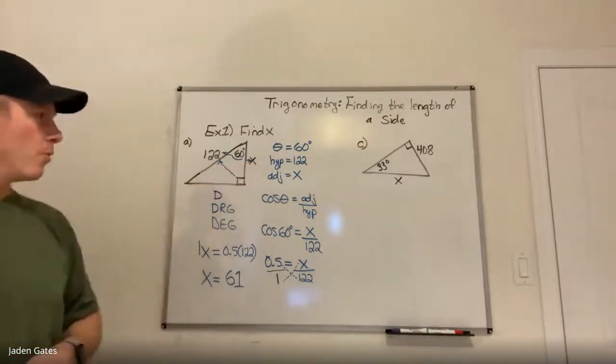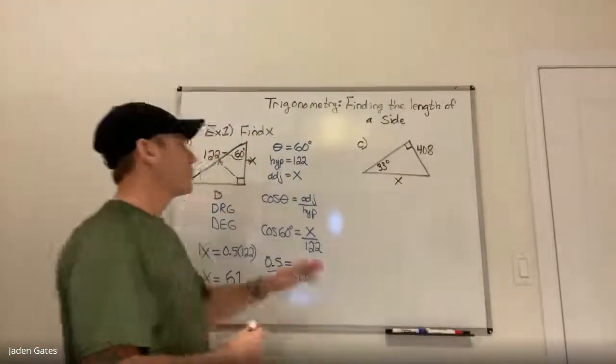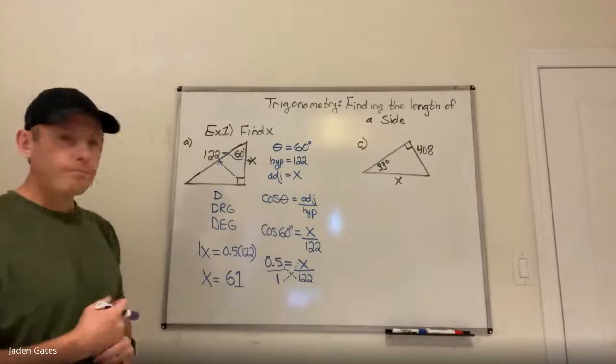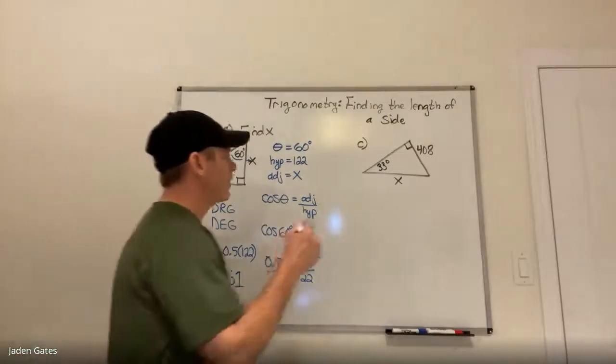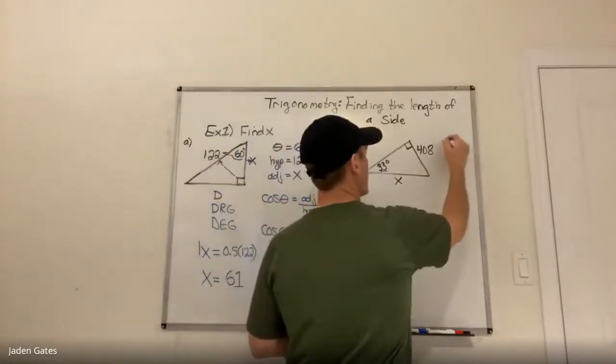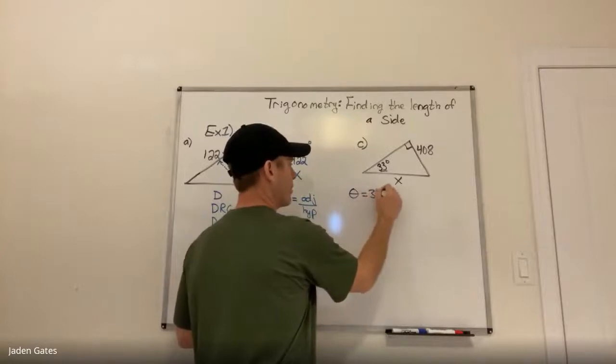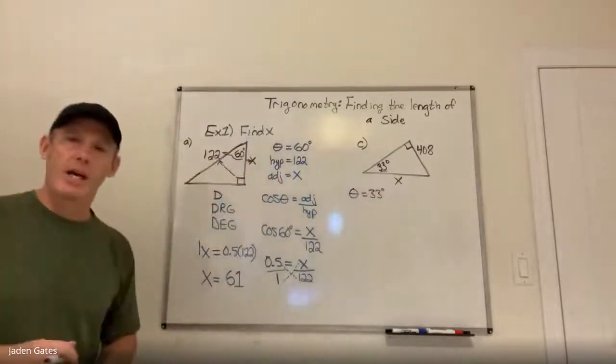All right, we're going to try another one, again following the steps I laid out. So again, I look at my diagram. I'm going to write down my given information. So again, there's my angle inside the triangle. So I know that my theta is 33 degrees. All right, now again, I have two sides.